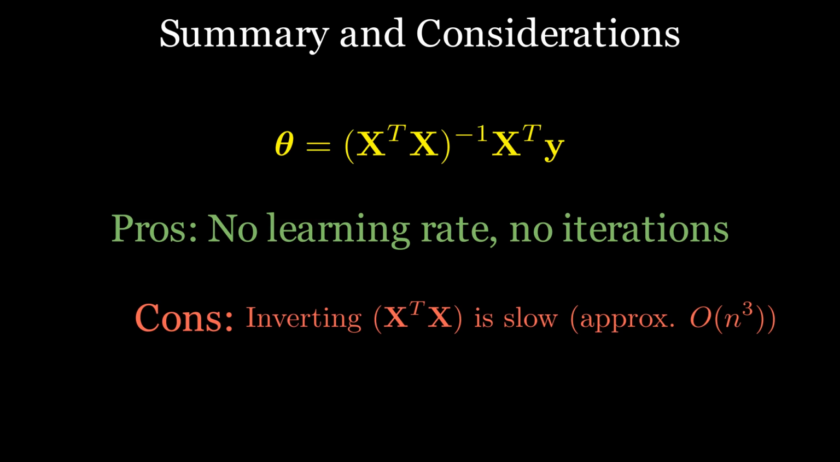For this reason, gradient descent is often preferred for very large datasets, while the normal equation is excellent for smaller datasets and for its theoretical importance.